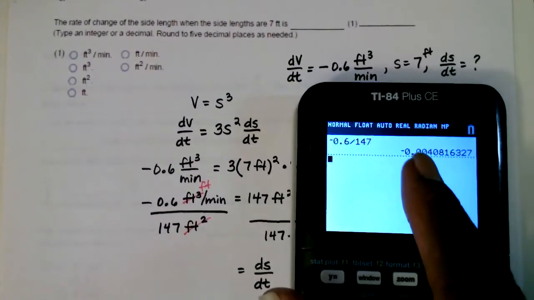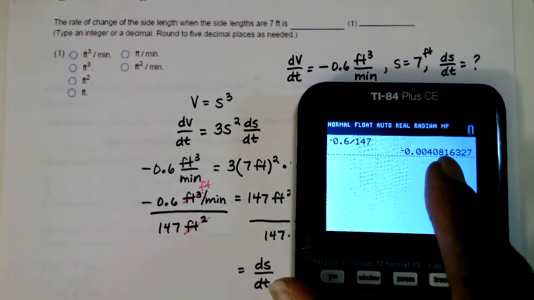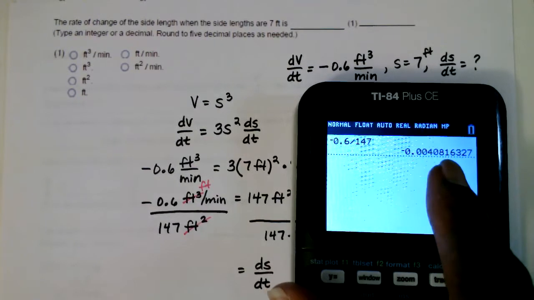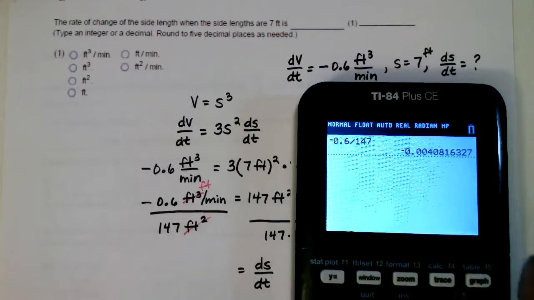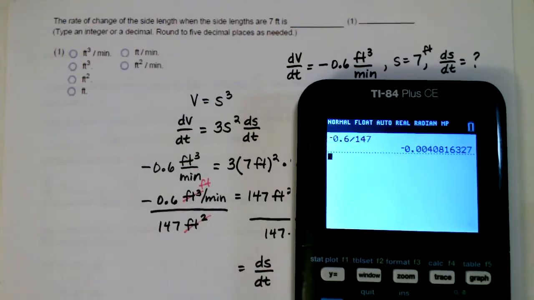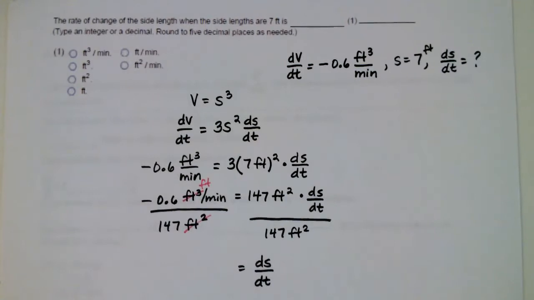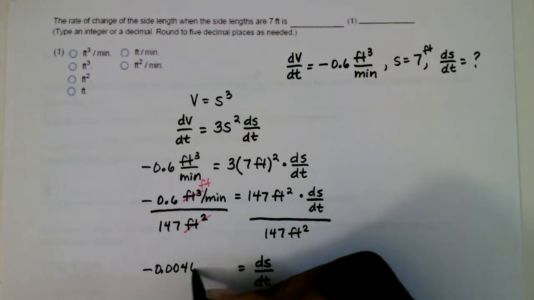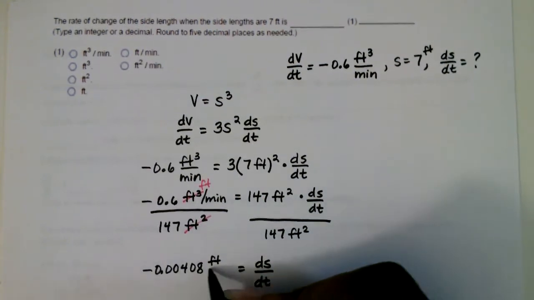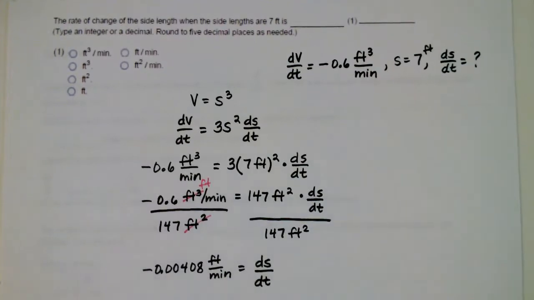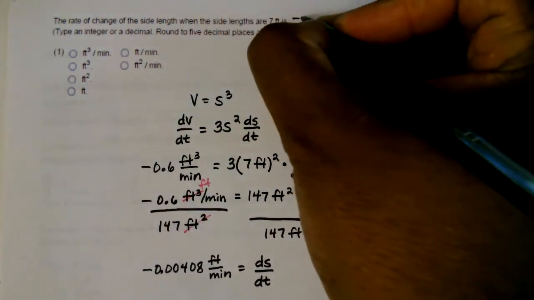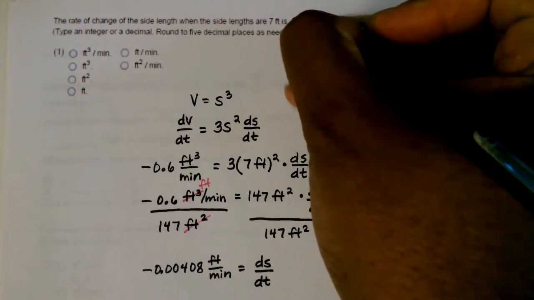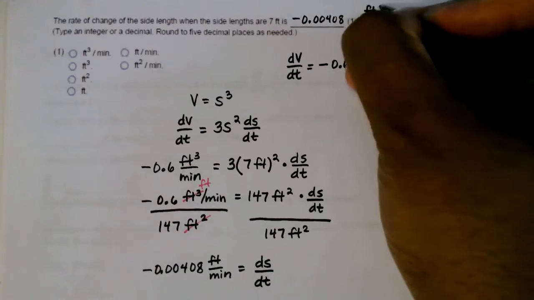In this case here, this will be 0.00408. That 8 is the 5th digit after the decimal point. To the right of it is 1. So the 8 remains the same. So ds dt would be negative 0.00408. And this is going to be in feet per minute. So the rate of change of the side length when the side lengths are 7 feet is negative 0.00408 just in feet per minute.